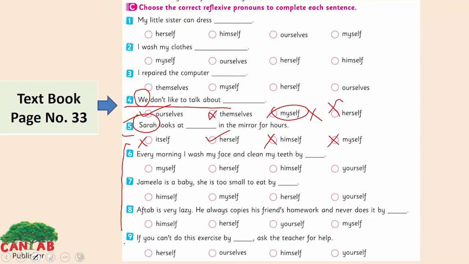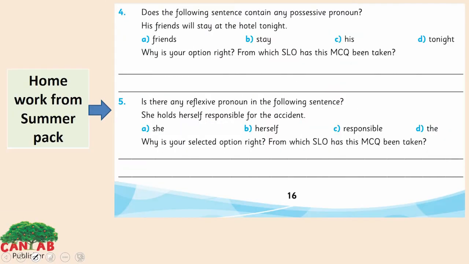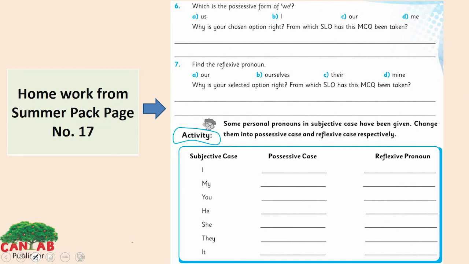Students, do these four sentences by yourself. This is your homework from the summer pack on page number 16. This is also your homework from page number 17 of the summer pack. We have an activity here. Some personal pronouns in the subjective case have been given. Change them into possessive case and reflexive case respectively. We have discussed both concepts, the personal pronouns, the possessive and the reflexive pronoun. You have to change these things. And we also learned the concept: I will change into what and my will change into what. I hope you can do your homework very easily.